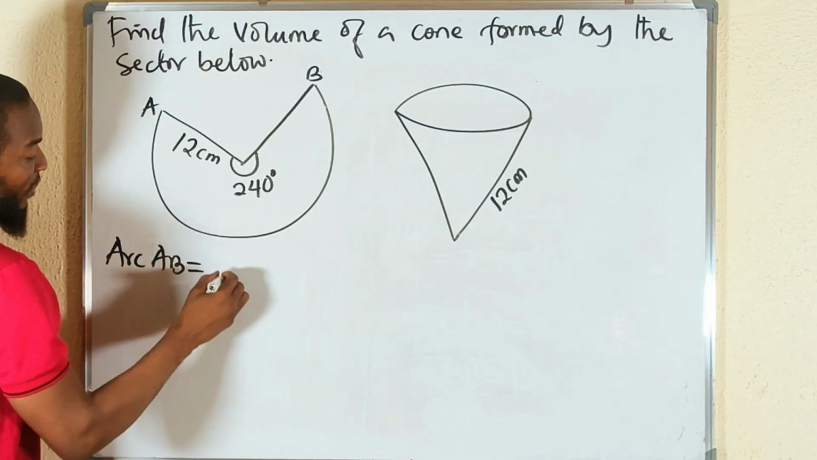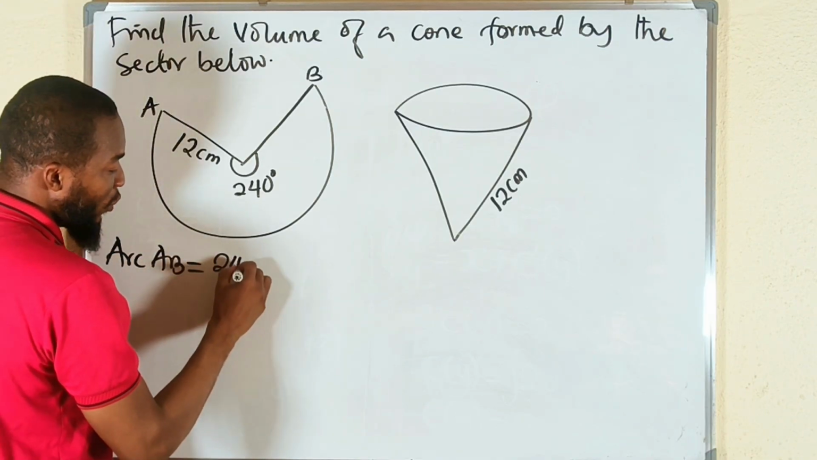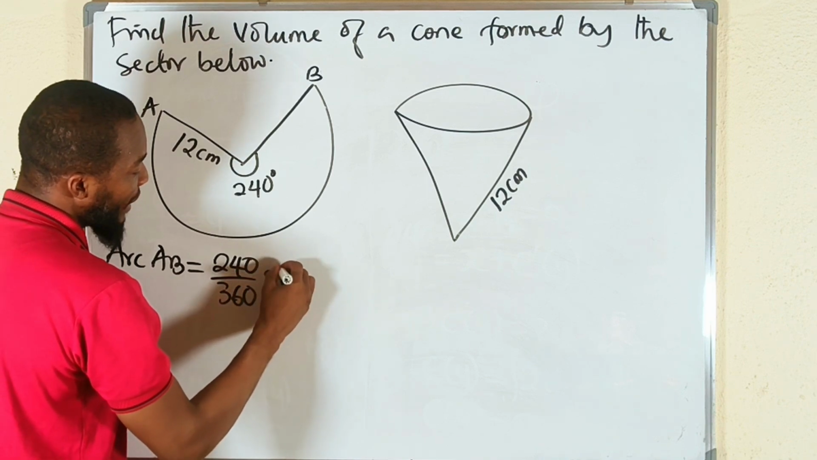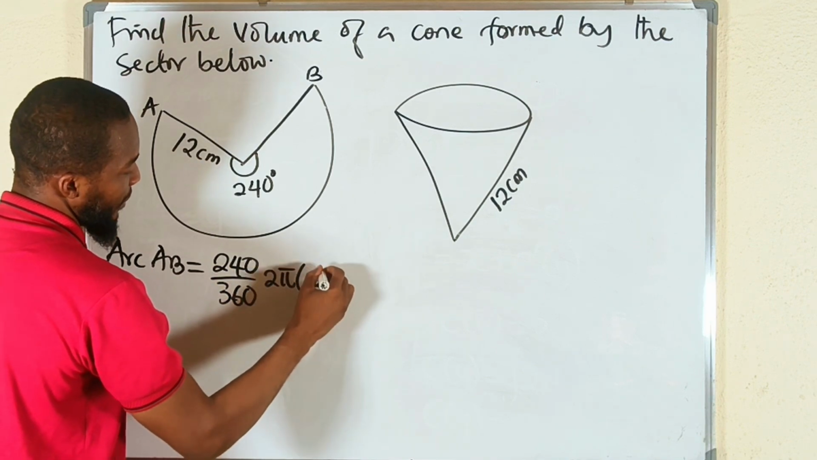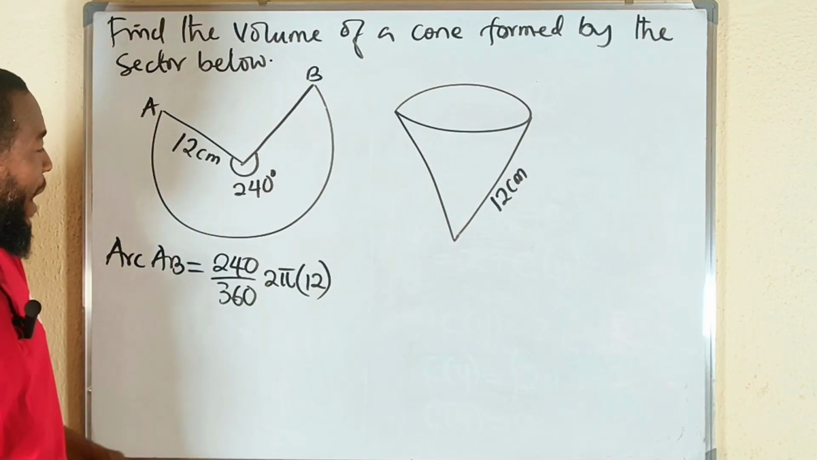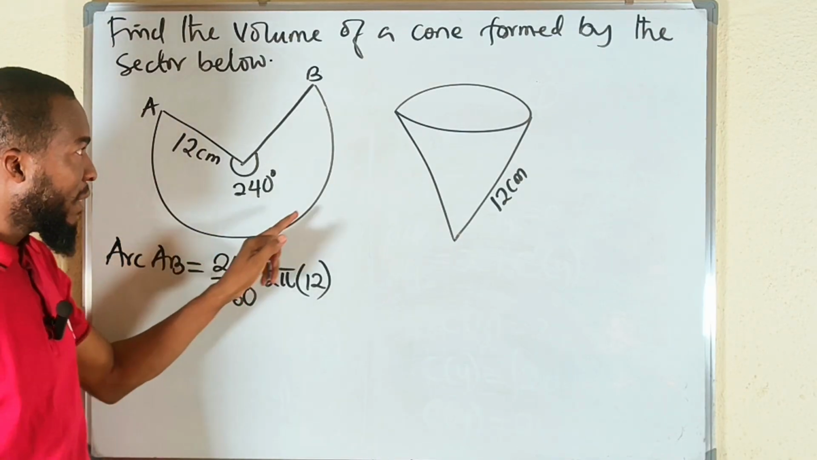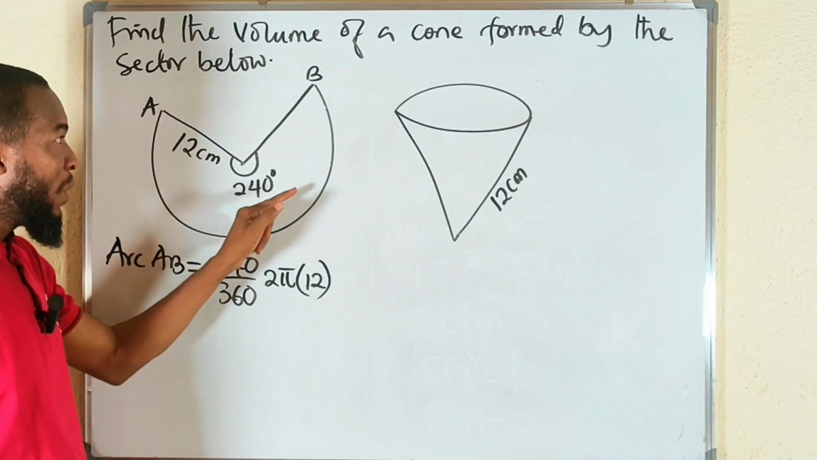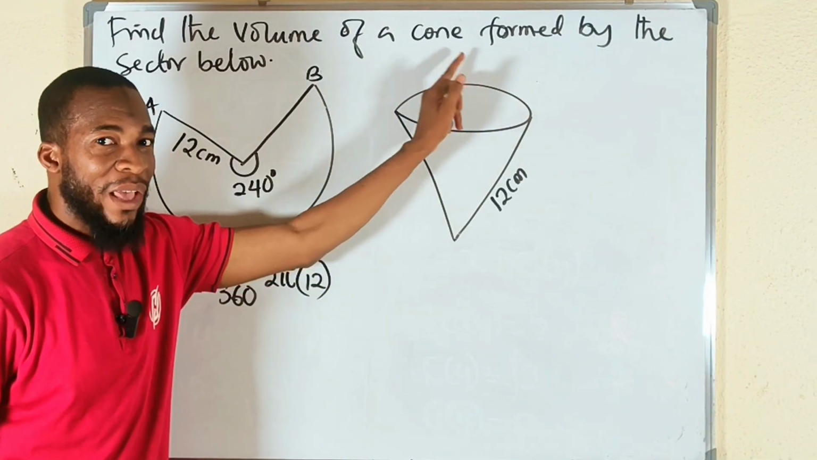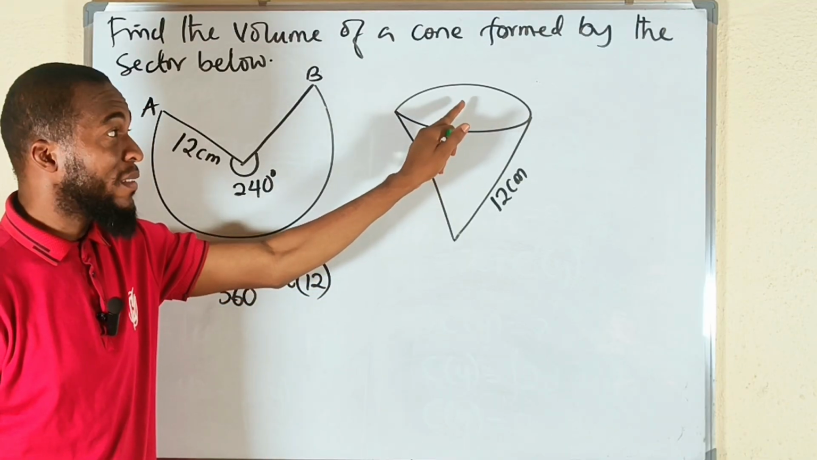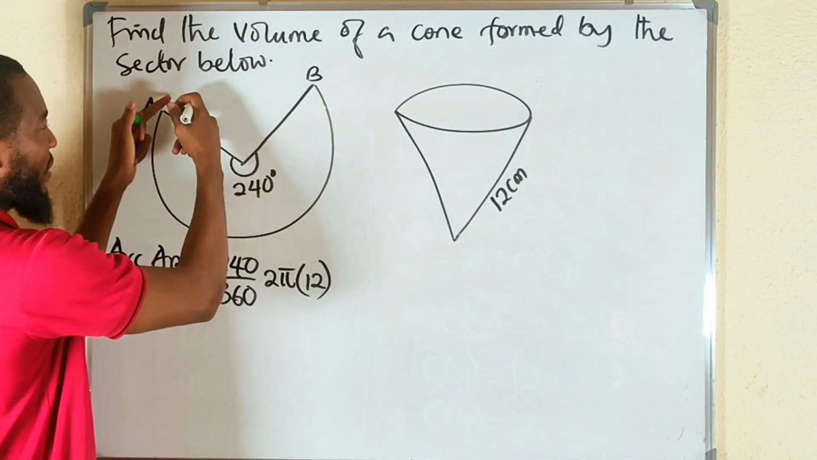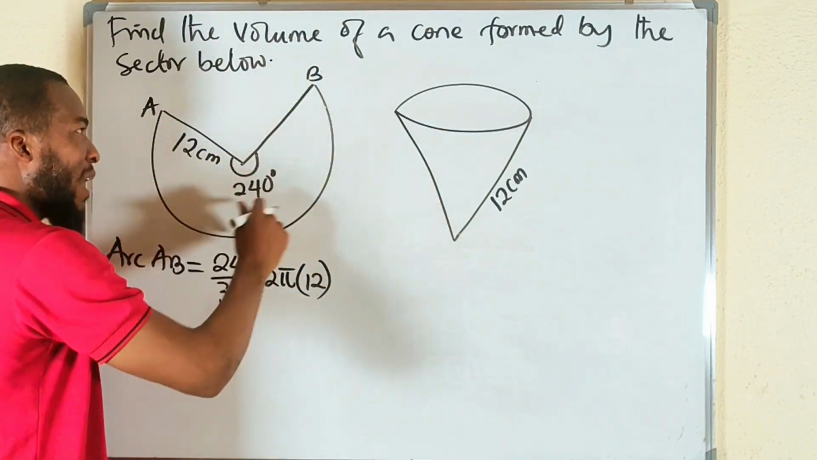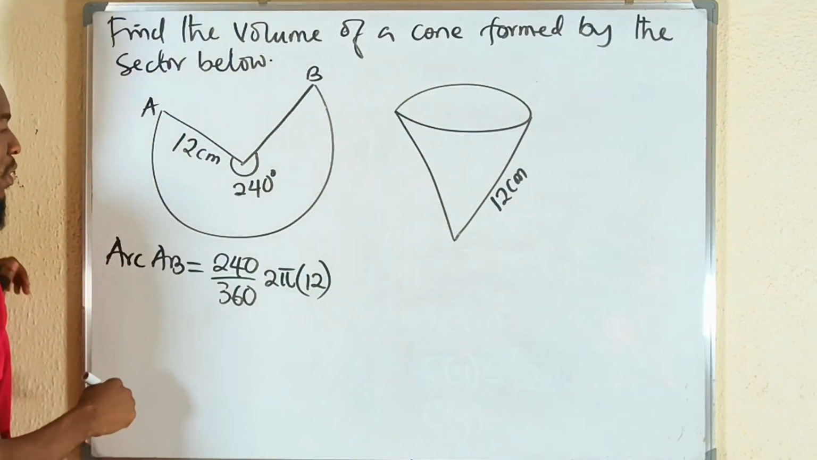The length of this arc AB is equal to 240 divided by 360 multiplied by 2 pi r. Yes, multiplied by 2 pi r will give us the length of this arc. Because the length of this arc will now serve as the circumference of the circle of this cone. Remember, once you fold it like this, it forms a circular top, which is this one. So the length of this arc will serve as the circumference of the base of the cone.